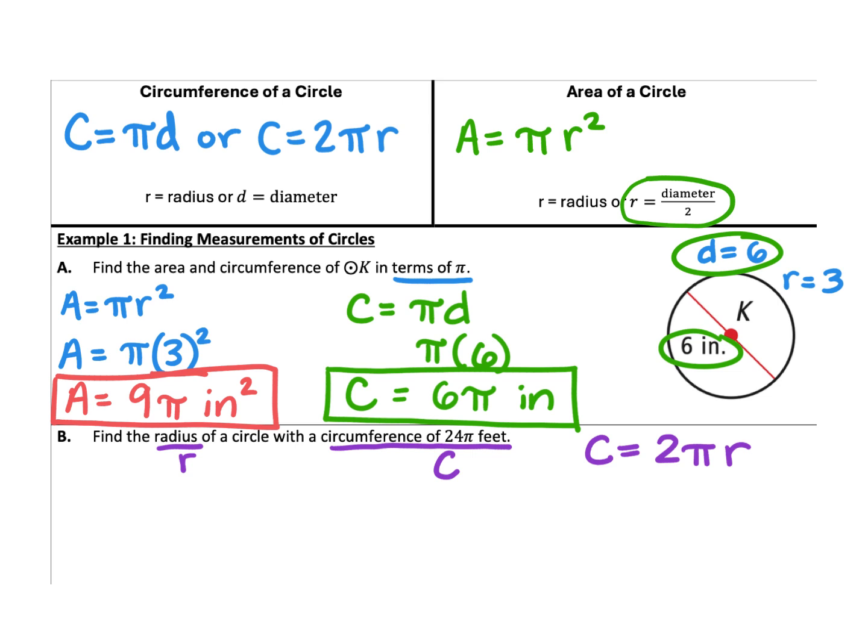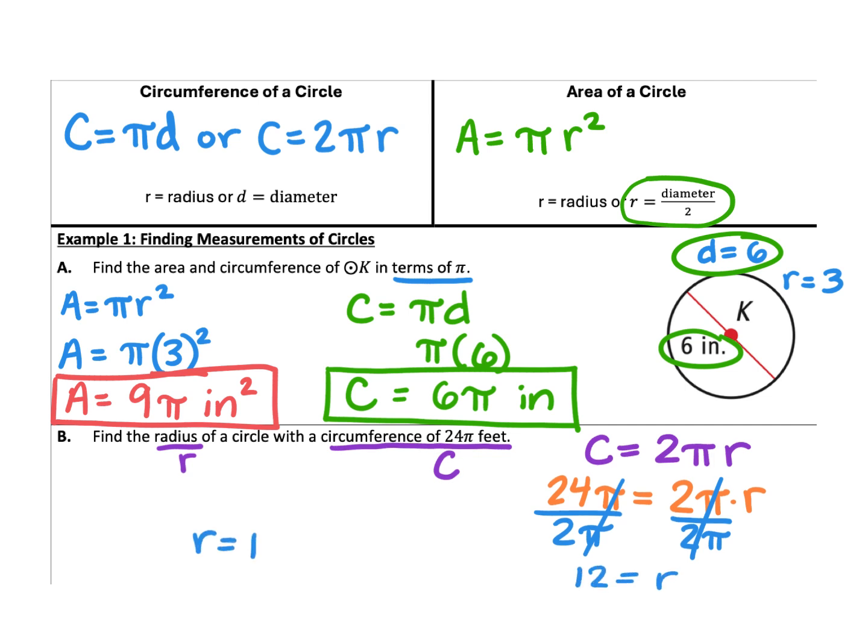And now let's sub in what we know. So 24 pi feet is the circumference, so I can replace the capital C with 24 pi. And then that has to equal 2 pi times the radius. Well, we can actually solve this pretty quickly if we just divide each side by 2 pi. That undoes the multiply by 2 pi. And the pi over pi cancels, so really I just have 24 divided by 2, which is 12. So the radius of our circle would be 12 feet.